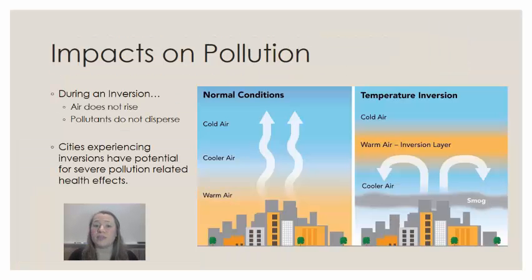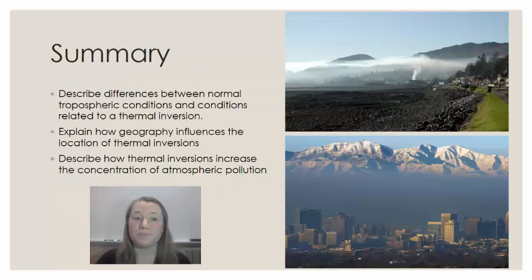Regardless of how the thermal inversion forms, it has an impact on air pollution. With this warm air blanket, the pollutants are not able to continually rise and disperse throughout the entire atmospheric column. Instead, they are trapped underneath that warm air. So cities that experience these thermal inversions are going to have potential for really severe air quality issues.